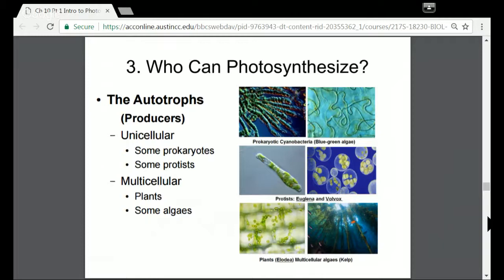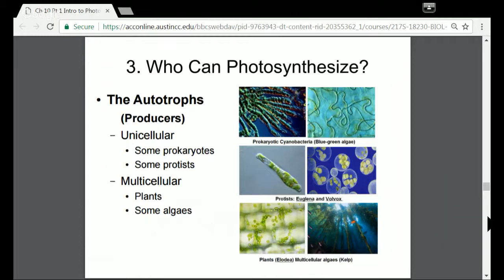What we need to discuss next are the types of cells that can photosynthesize. And there are a few shown here. Cells that can photosynthesize are known as autotrophs, or producers, because they produce sugars. There are unicellular forms and multicellular forms. You may recognize some of the unicellular forms because you looked at them during Lab 4.